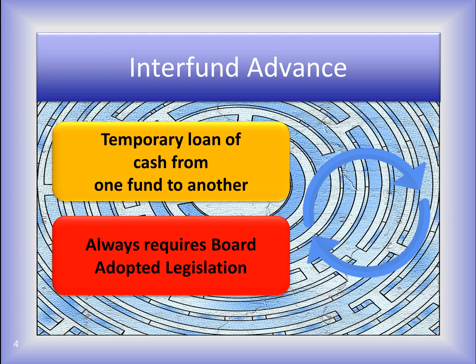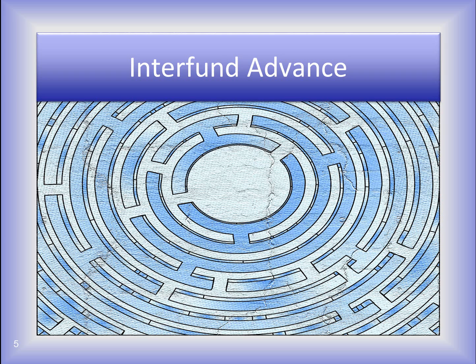Interfund advances always require board-adopted legislation. Remember, this is a temporary loan. The receiving fund must pay back 100% of the advance within 12 months, and if it's not paid back before the current fiscal year ends, the unpaid advance has to be included in the resources available in both funds, one negative and one positive. To process an interfund advance, you need the following items.